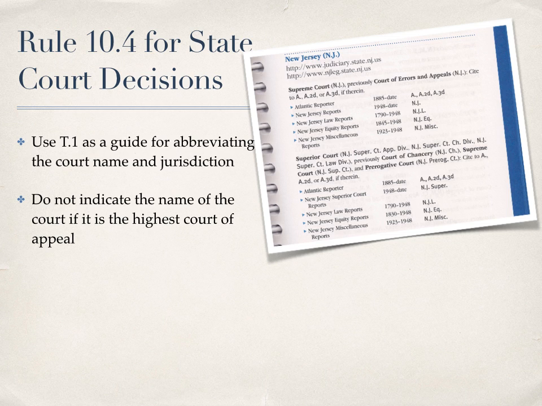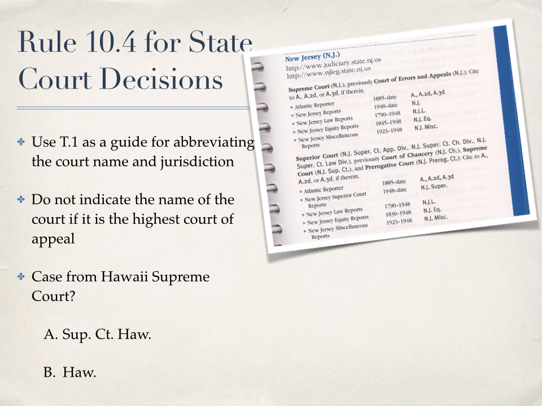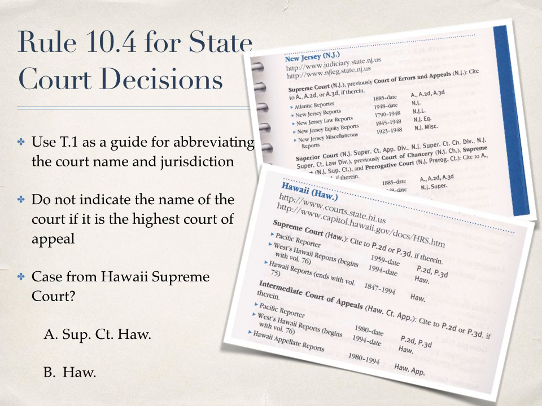So what would be the jurisdiction and court abbreviation for the Hawaii Supreme Court? Let's take a look at T1. Would it be Supreme Court Hawaii A or just Hawaii B? According to table T1, we see that the Supreme Court is the highest court of appeal for Hawaii. Therefore, the abbreviation for the Hawaii Supreme Court would simply be HAW period.